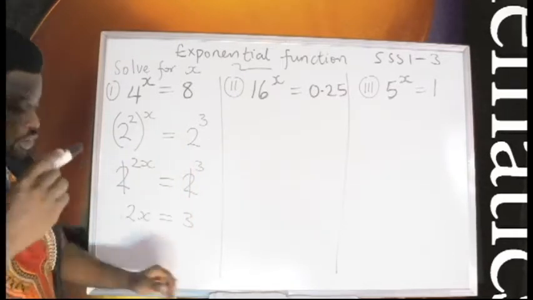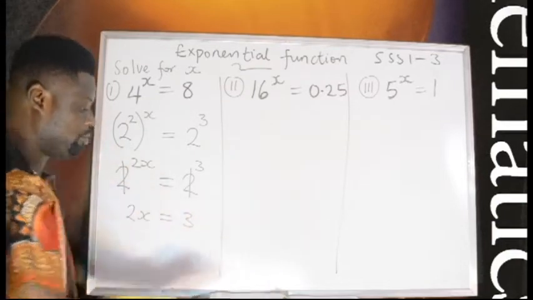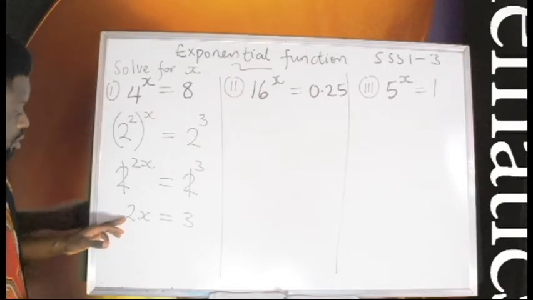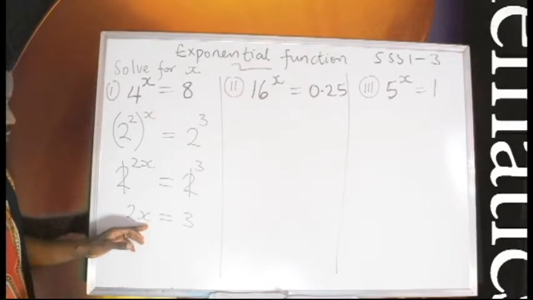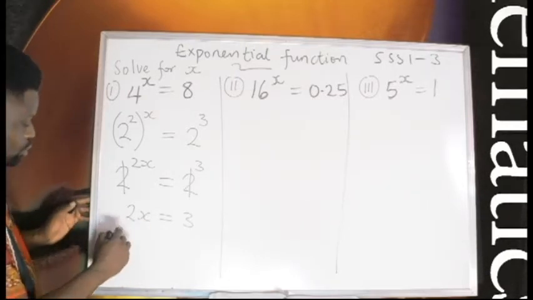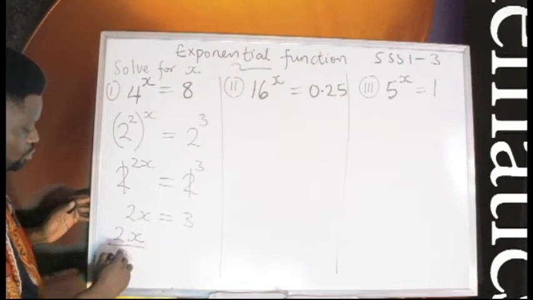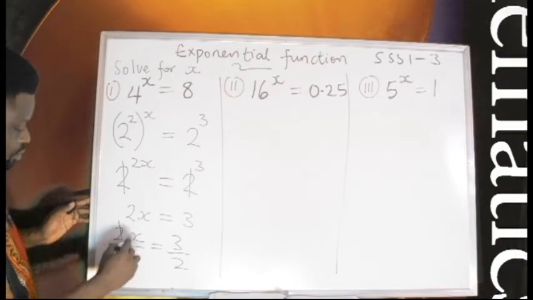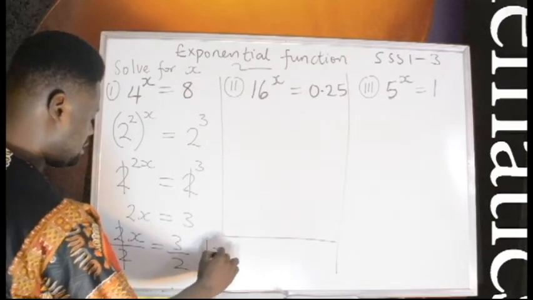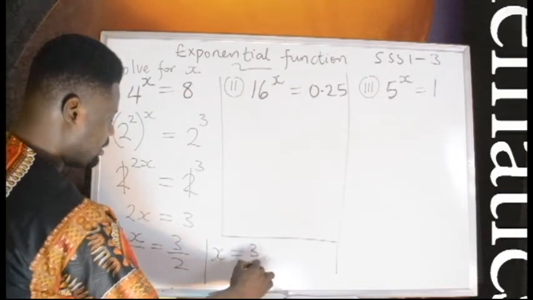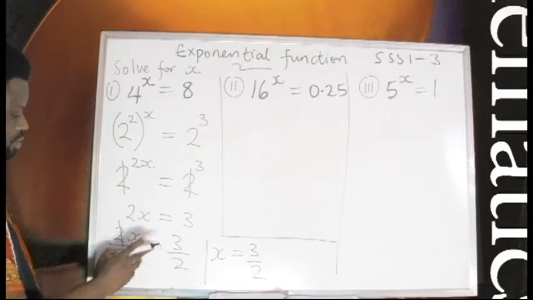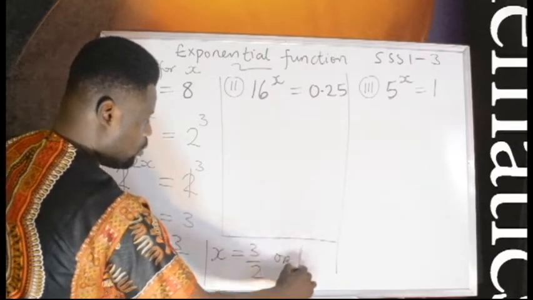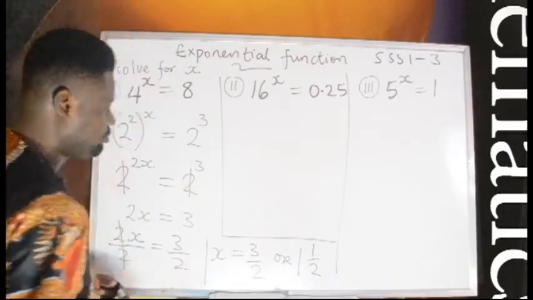We did coefficients in the junior classes under algebra, so you have to go and view the video on YouTube. So you divide by the coefficient of x, which is 2. This is 2x divided by 2 equals 3 divided by 2. The 2 cancels out, so x equals 3 divided by 2, or 1 and 1 over 2.